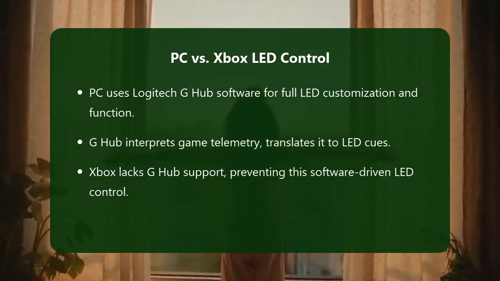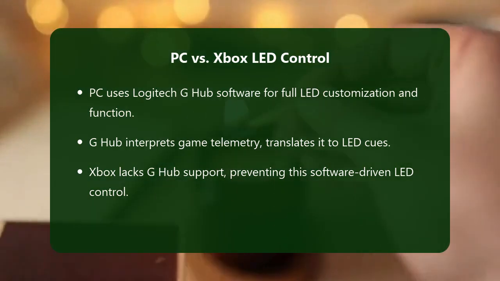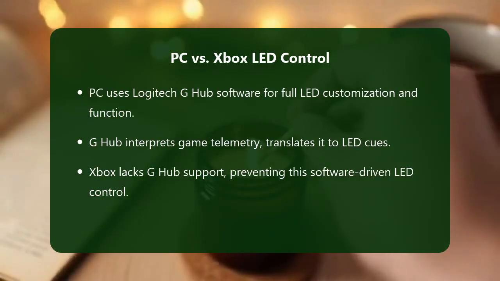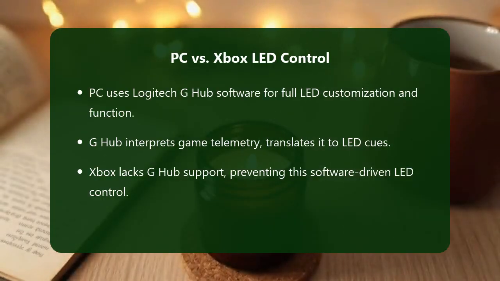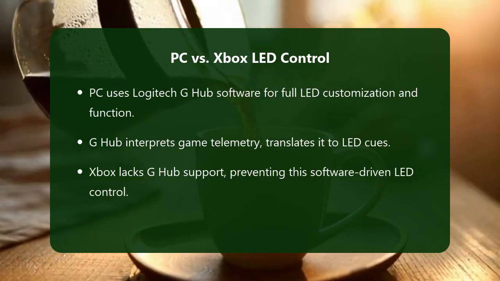RPMs. Xbox, however, does not support third-party software like G Hub or other telemetry reading applications. Without a direct software interface on the console to interpret game telemetry and send the necessary commands to the wheel's LEDs, this functionality remains largely dormant.